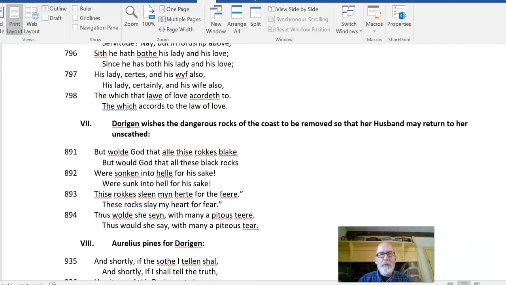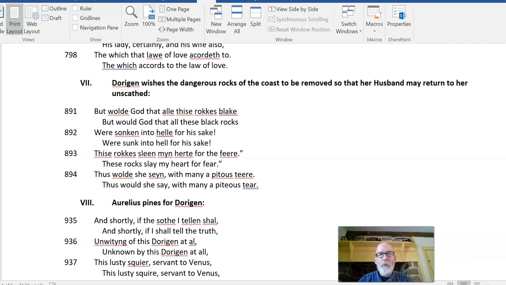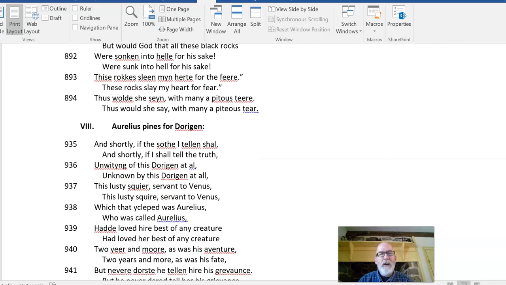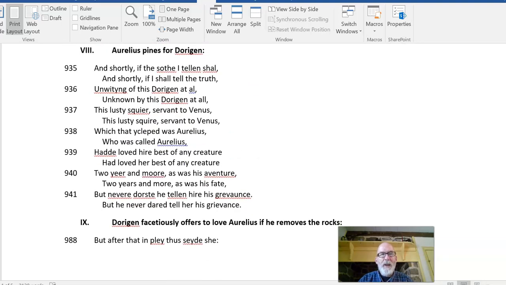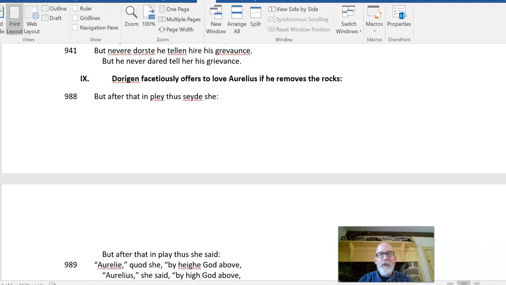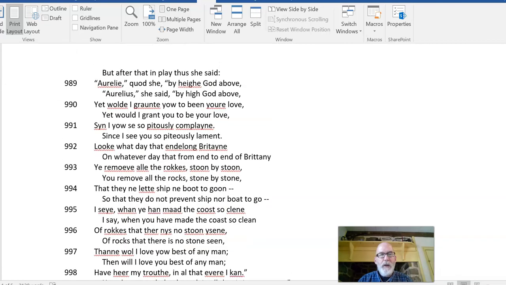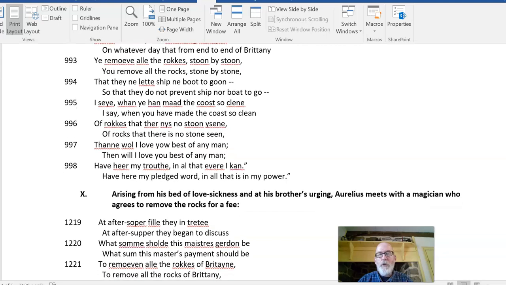Now, the next passage is where Dorigen sees the terrible rocks off the coast of Brittany and wants them to be removed, which sets up the plot device that'll happen. Then we have Aurelius as a courtly lover pining away in passage 8 for Dorigen. And Dorigen in passage 9 facetiously says that if in fact he does that, then she will love him best of any man, which is line 997, which of course sets up the conflict, right? Because she says she'll do it, right?